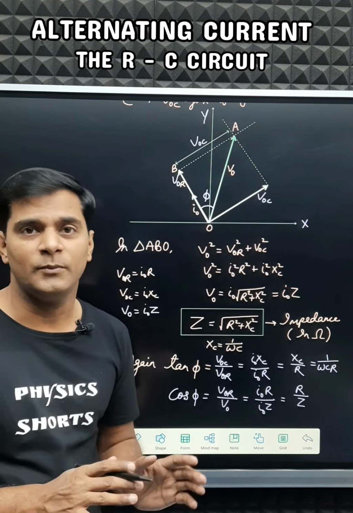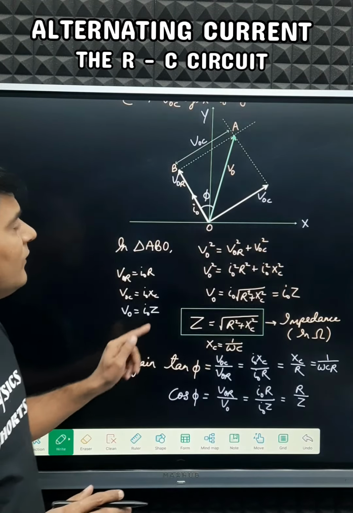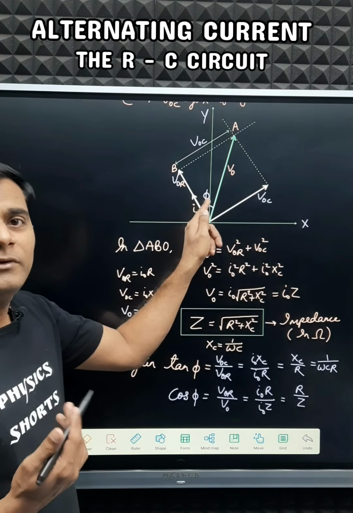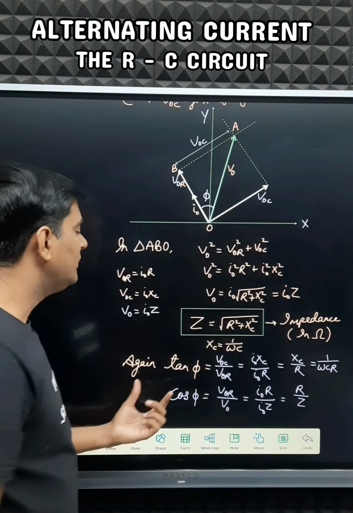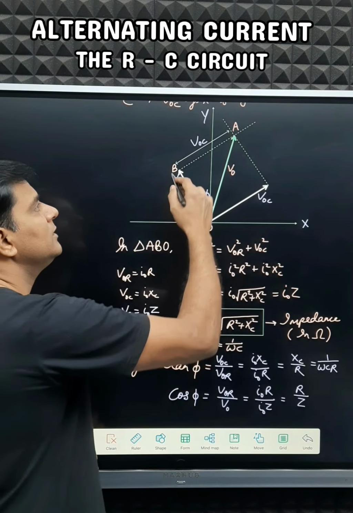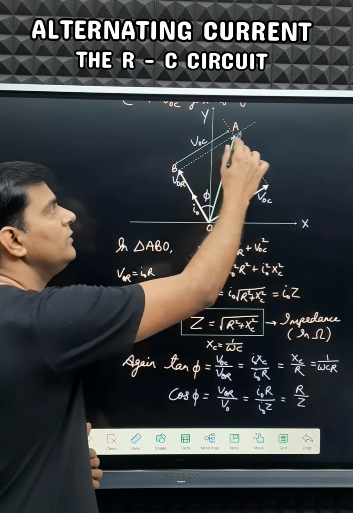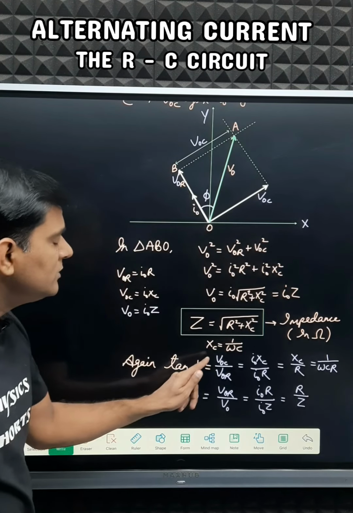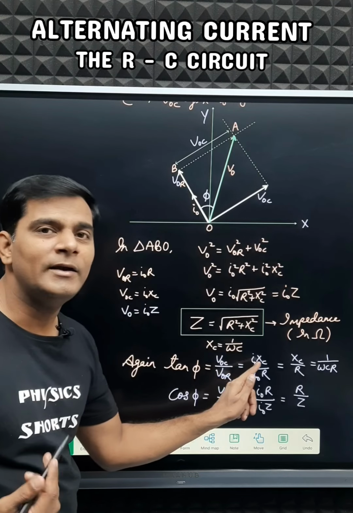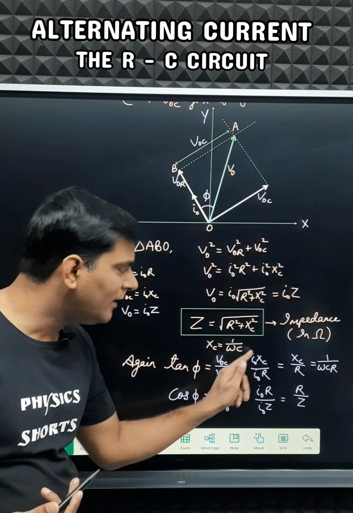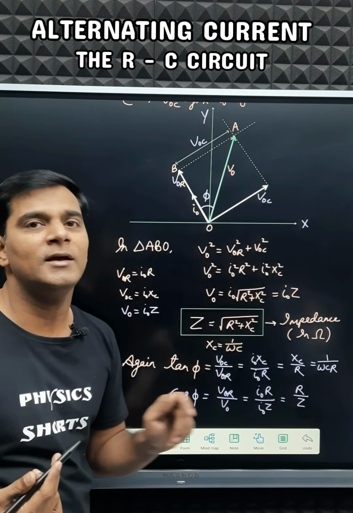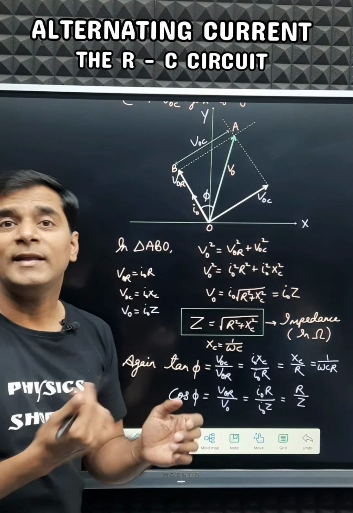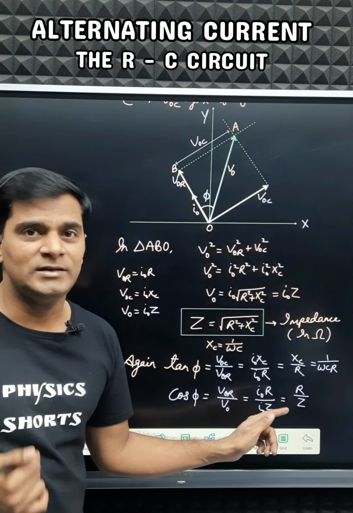I0 and Z are inversely proportional. Now we find the phase difference φ between the current and voltage. In this right angle triangle, we find tan φ. Tan φ will be what? It is perpendicular upon base, so V0C upon V0R, which is again I0 XC upon I0 R. I0 will cancel out, and XC by R will equal 1 upon ωCR. Phi will be what? Tan inverse of 1 upon ωCR.